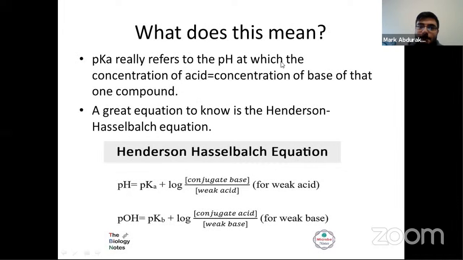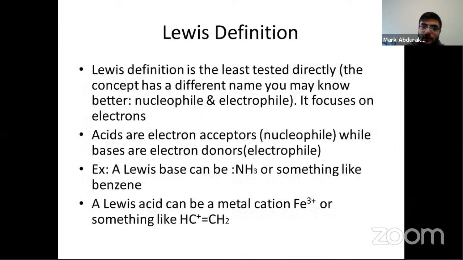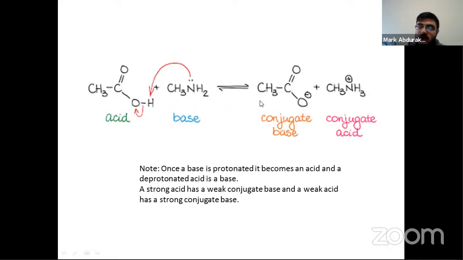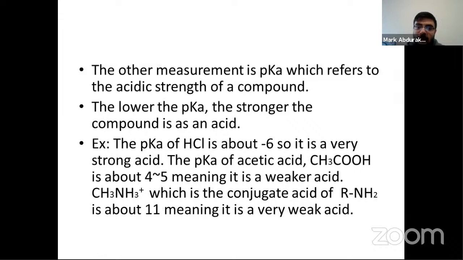Okay. So what does this actually mean? pKa really refers to the pH at which the concentration of the acid is equal to the concentration of the conjugate base of that compound. So for example, if we look again at this acid, acetic acid, and its conjugate base, pKa is the value at which half of the acetic acid is in this acid form, and exactly half of it is in this conjugate base form. At that pH, since the pKa is 4 or 5, at about pH 4 or 5, half of it will be in this form, half of it will be in this form, right? Or equal amounts, I should say, but yeah, half. And that's when the pH and the pKa are equal to each other.